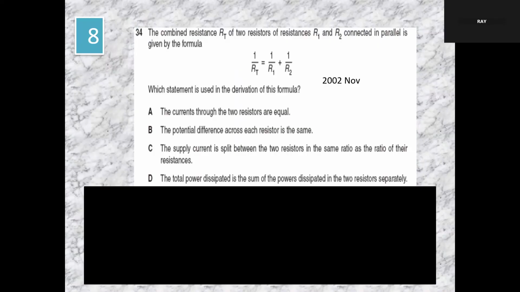Combined resistance RT of two resistors R1 and R2 connected in parallel is given by the formula. Which statement is used in derivation of this formula?